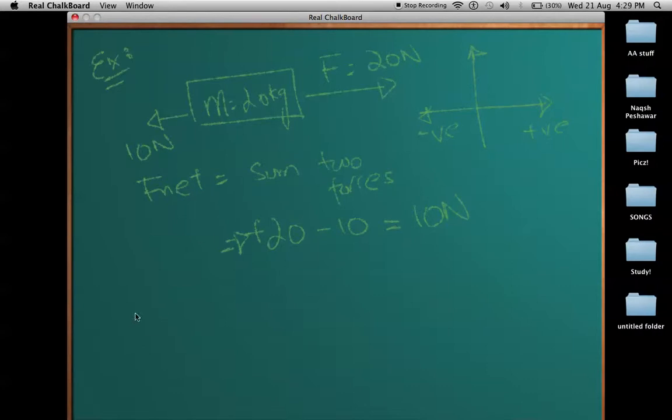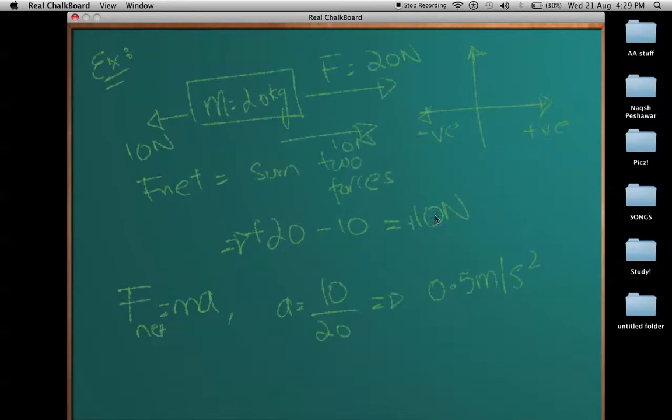And let's find out the acceleration. We can simply find out the acceleration by the same formula. F net is equal to ma. So F net here is 10, and let's just divide it by the mass to get the acceleration. So the acceleration would be 0.5 meters per second square in the direction of the net force. Now the direction of the net force was towards the right, since this was plus 10 newtons, and plus means towards the right. So this was 10 newtons towards the right.